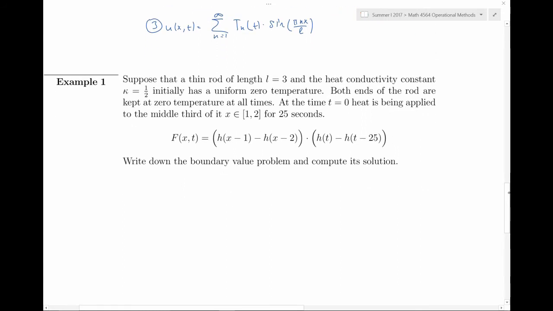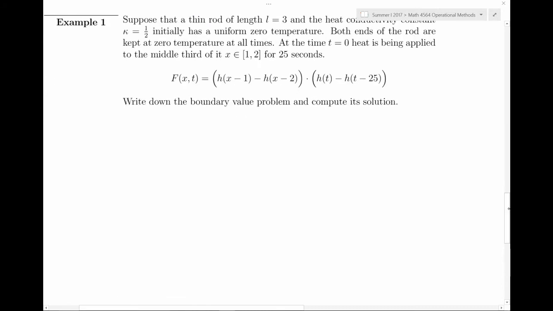Let's look at a very quick example. Here I have a thin rod of length 3. It has a heat conductivity constant kappa equals 1/2. Initially the rod was kept at a 0 temperature, and both ends of the rod are kept at 0 temperature at all times. At the time 0, I'm applying heat to the middle third of it, for x from 1 to 2, and I do it for only 25 seconds, at which point I turn off the heat. And once we solve the boundary value problem, we'll see the evolution of the temperature of the rod.